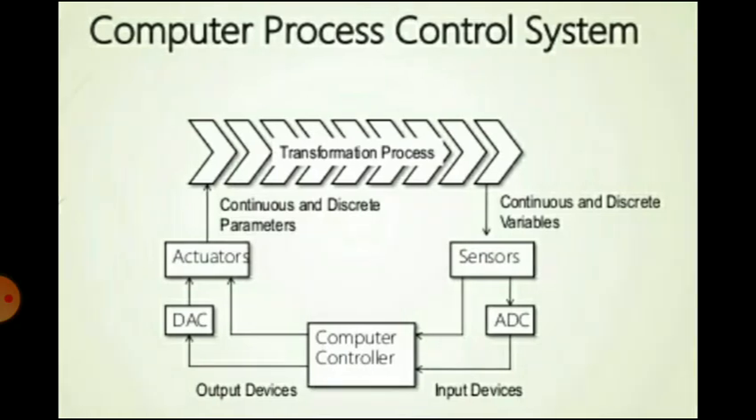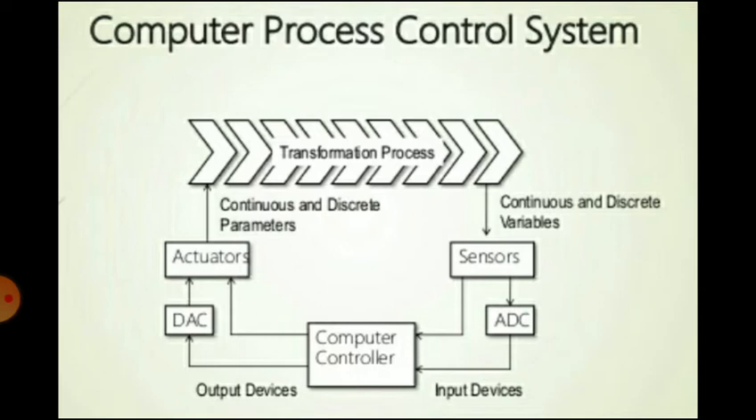Now in a computer process control system, you can see the different interfacing elements that are required. On one side you can see the sensors. The signals from the sensors are in analog form, but the computer requires those signals in digital form. So for that, an ADC, analog to digital converter, is required. So these are the input devices.